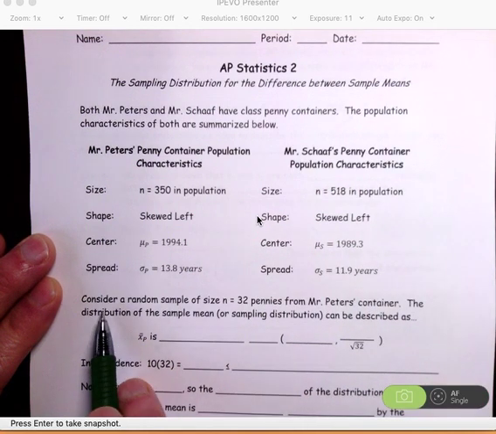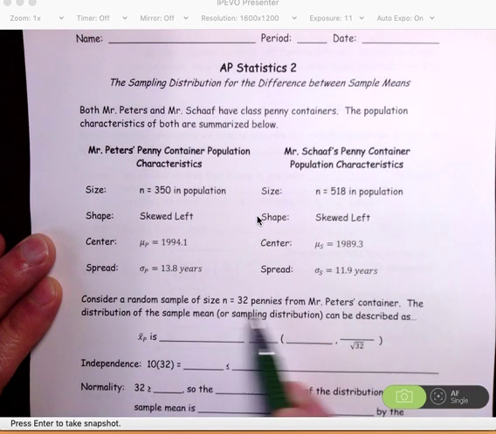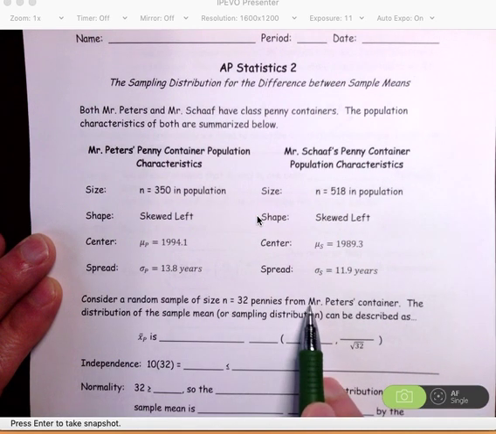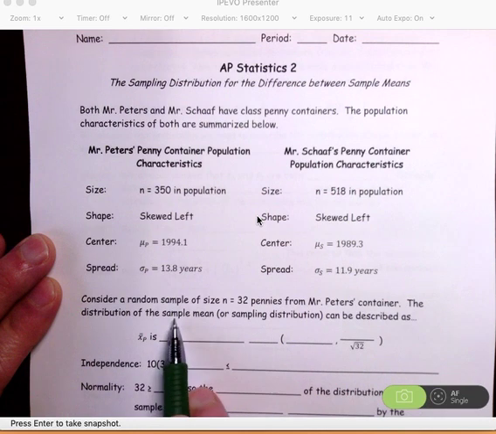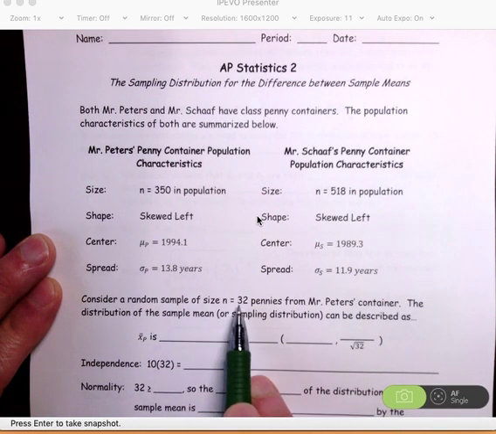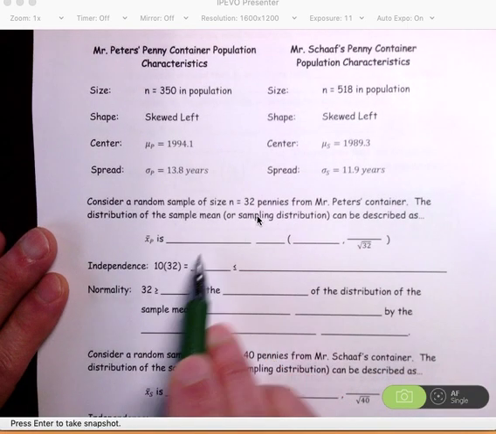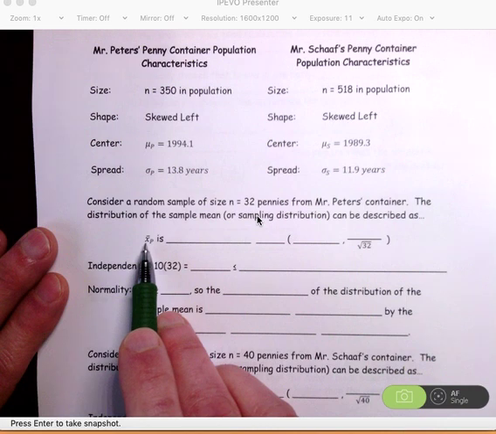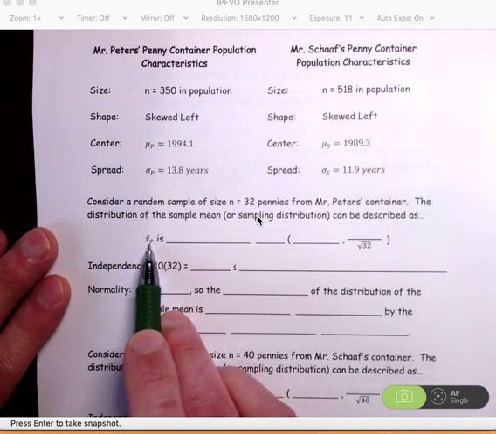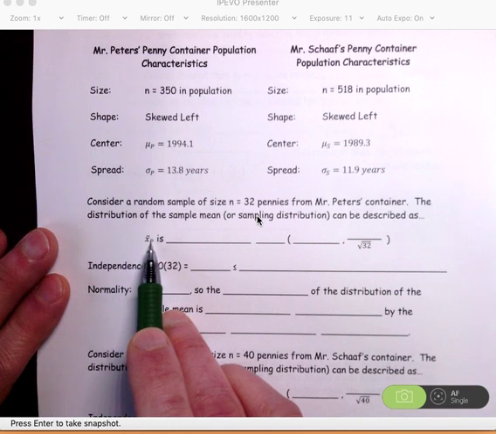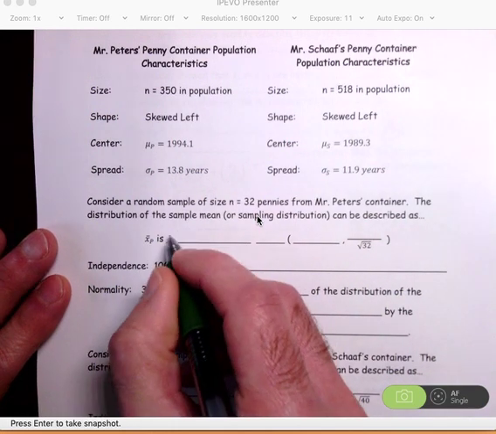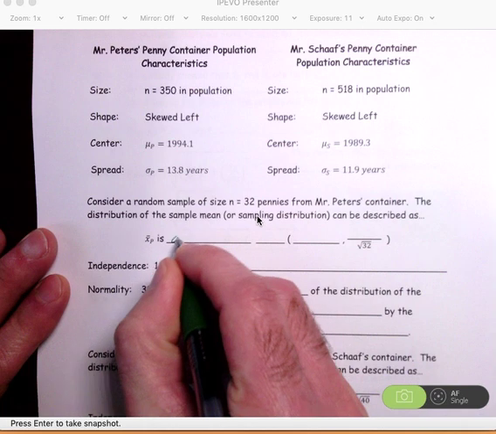So let's consider a random sample of 32 pennies from Mr. Peters' container. The distribution of the sample means that we could take using samples of size 32 can be described this way. This is something that we have already done. I'm going to describe this as the sample mean, or x bar P, so that's for Peters. There is a shape, a center, and a spread, and we know that these sample means will be approximately normal.